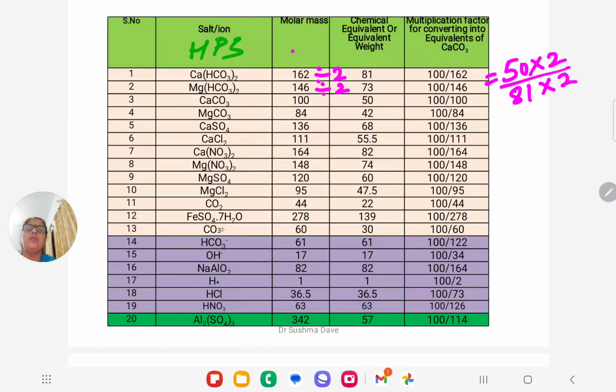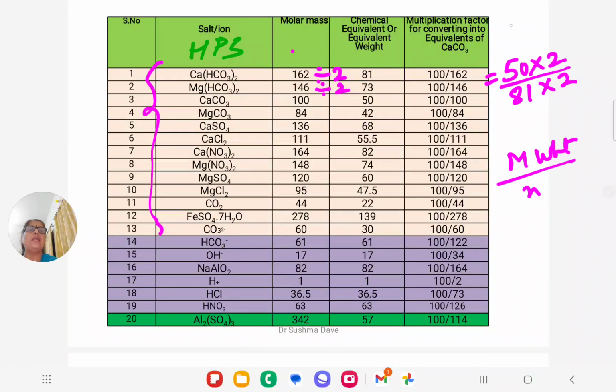It is again divided by 2 because equivalent weight or chemical equivalent is molecular weight divided by n factor. And what is n? It is acidity if a base is there, basicity if an acid is there, otherwise it is valency or oxidation state, whichever is applicable. So here from 1 to 13, all are having 2 as n factor.